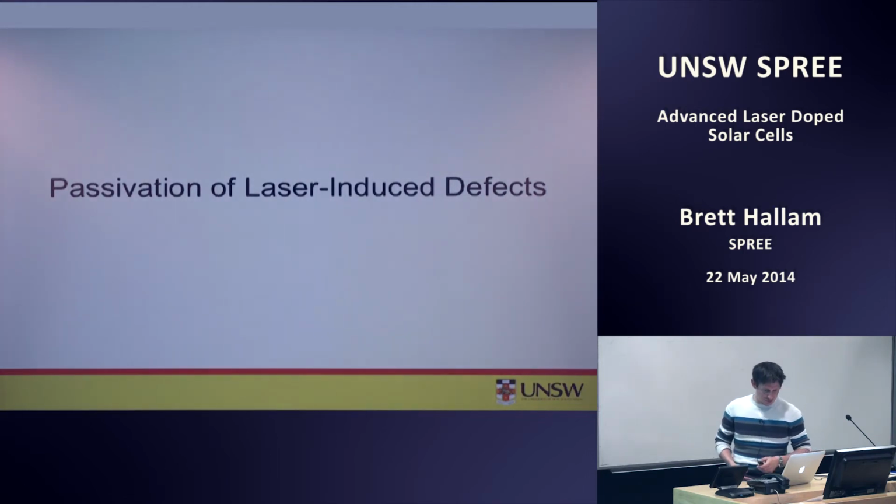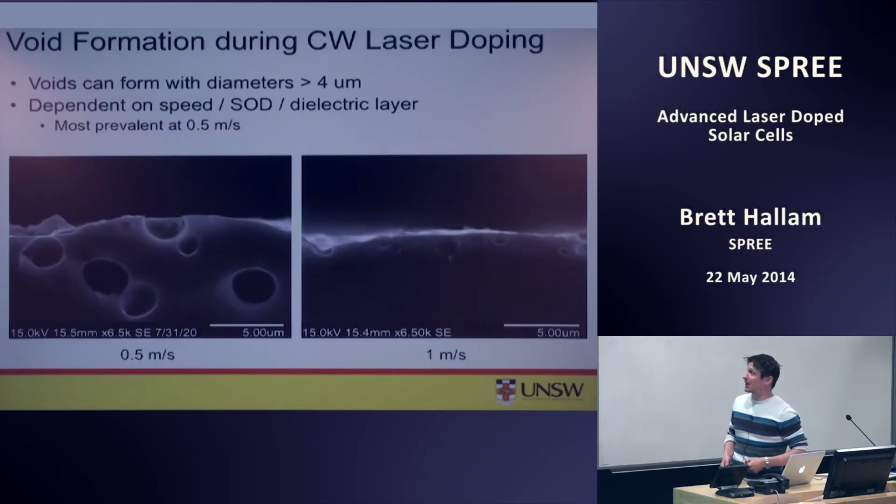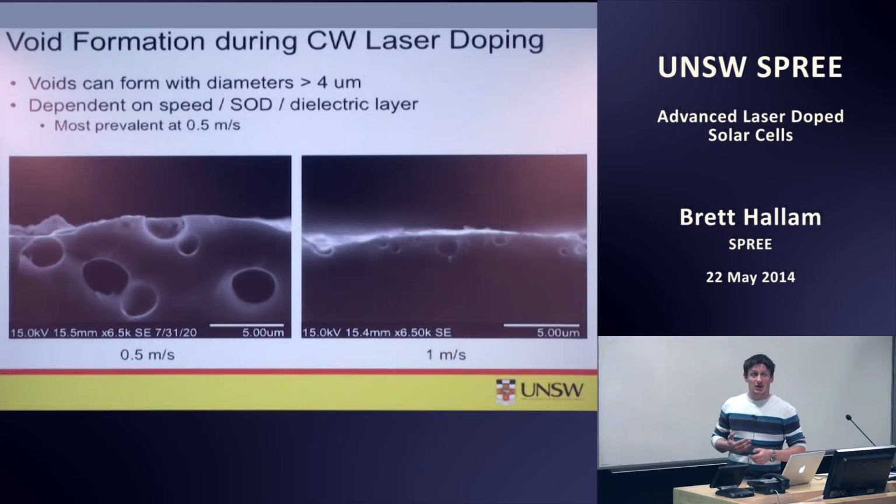Now, if we move on to one of my more familiar topics, hydrogen passivation. So we're looking at passivating some of these laser-induced defects, like you briefly mentioned on a couple of slides ago. Some of the defects that form during laser doping, particularly with the continuous wave lasers, are substantially large voids. These can be up to about 5 microns in diameter and be well below the silicon surface. So in this instance, we'd be looking at having a junction depth of around 10 to 11 microns. And we've got voids occurring throughout the laser doped region.